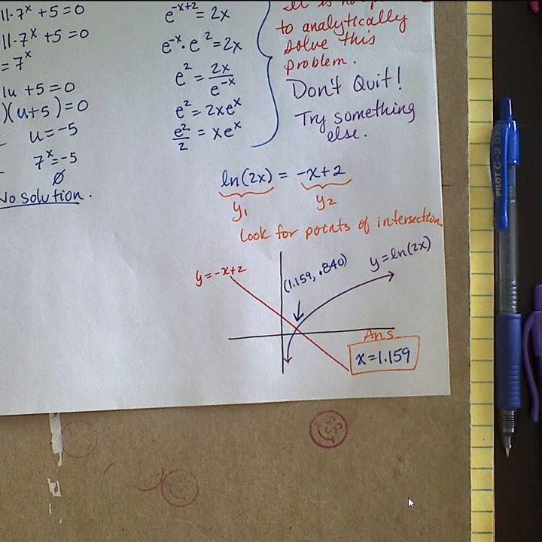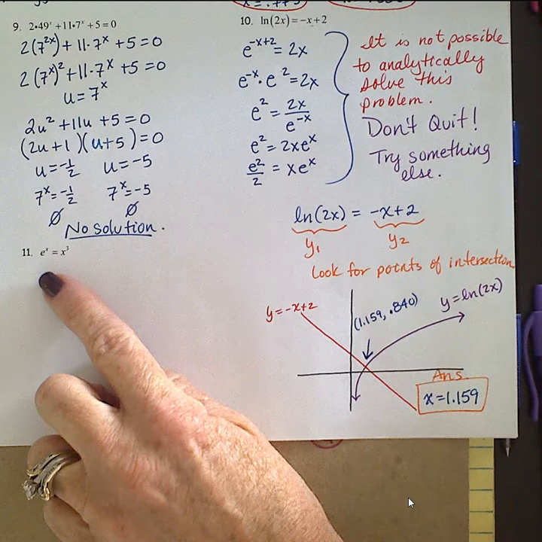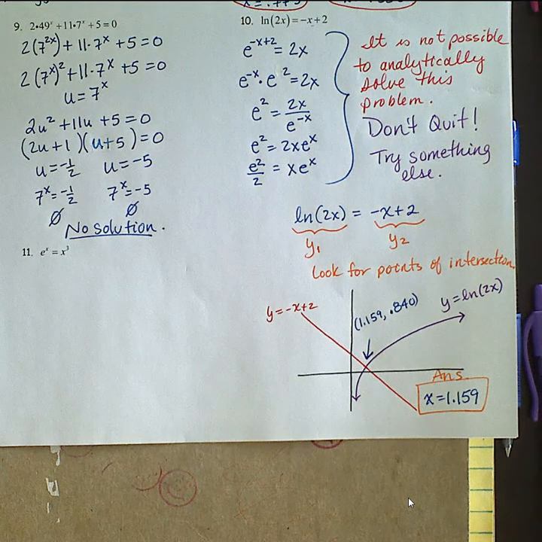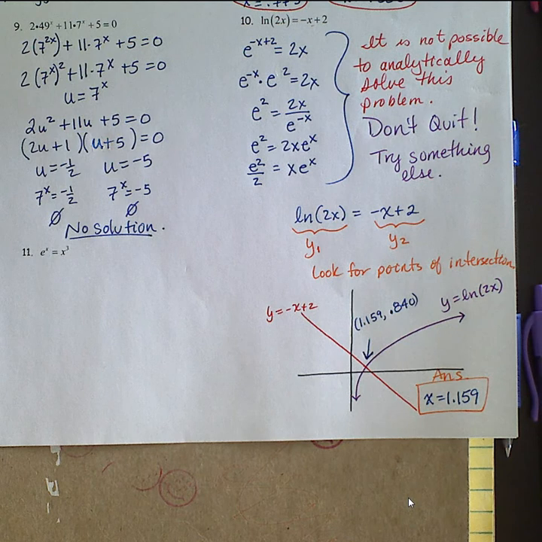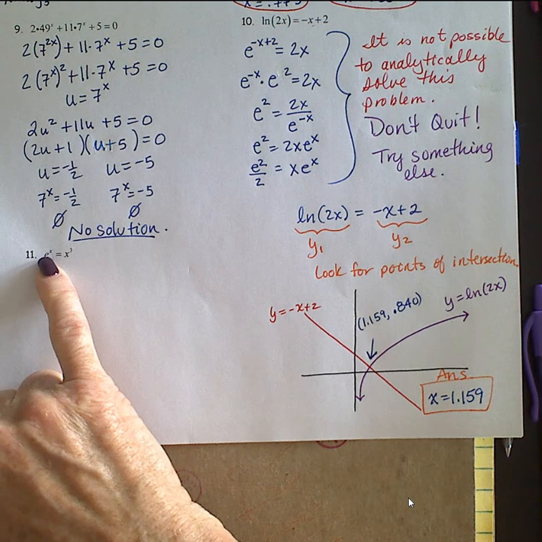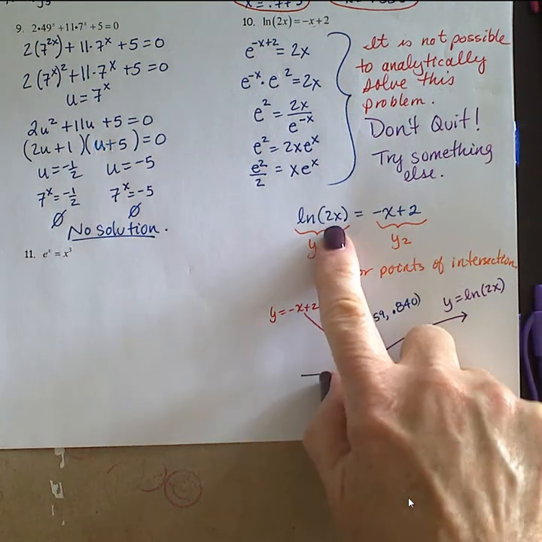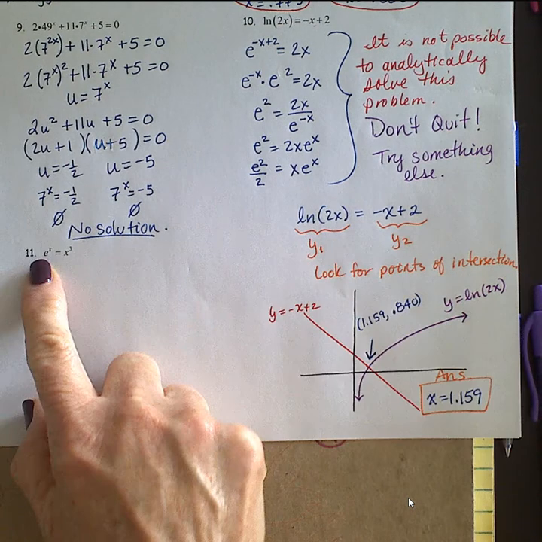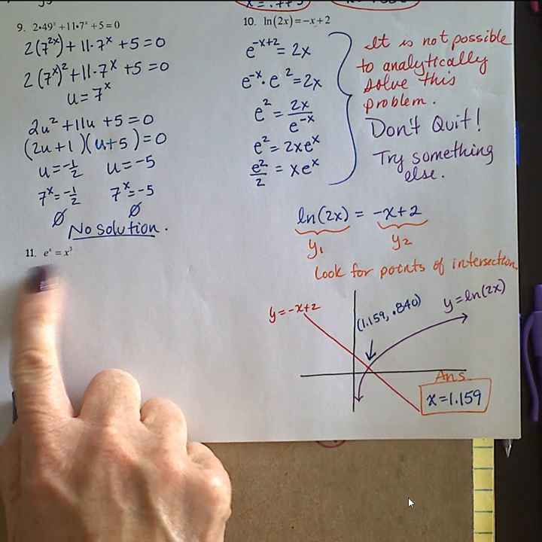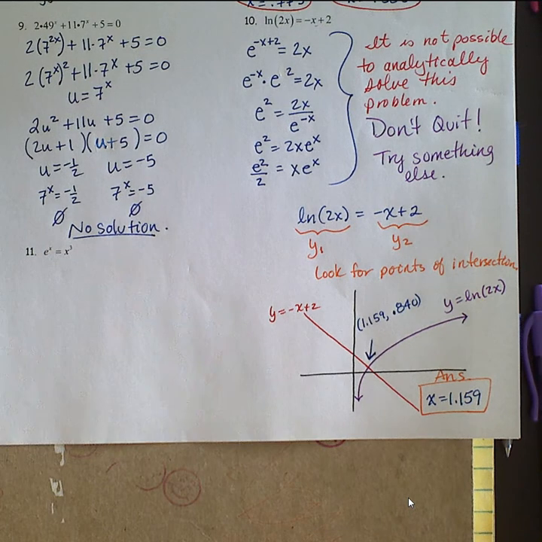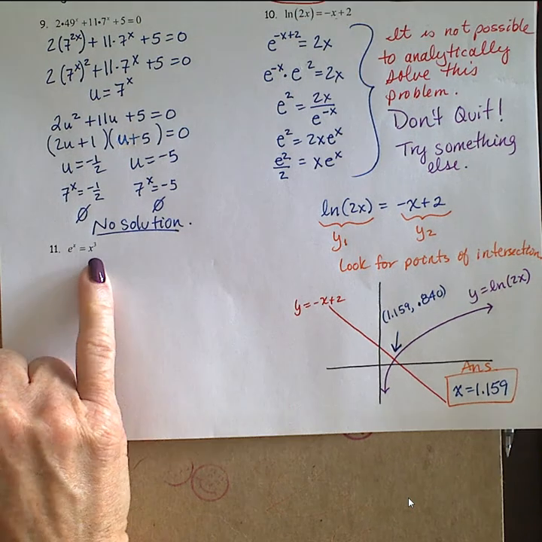Okay, so far? Yes? No? Maybe? All right, look at 11. e to the x equals x cubed. Same type of thing is going to happen here. You cannot solve this one analytically because you've got the x as an exponent and then an x not as an exponent. Just like up here, we had an x in the logarithm and an x outside. You can't solve that analytically. You're going to have to graph this one. So go ahead and put e to the x in y1 and put x cubed in y2.